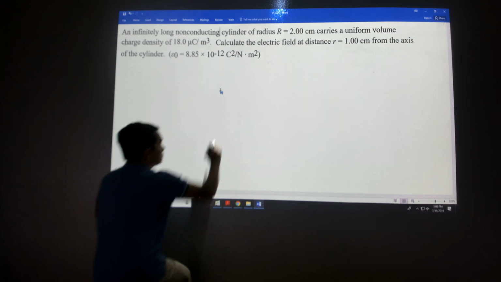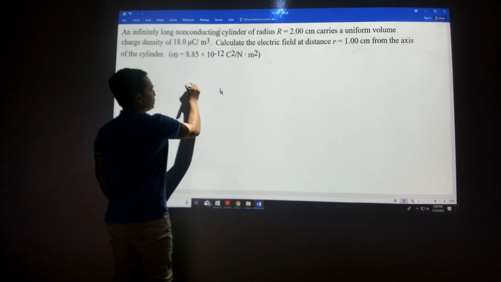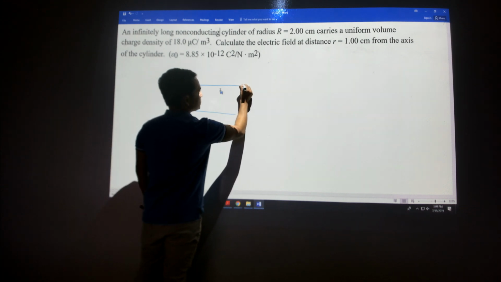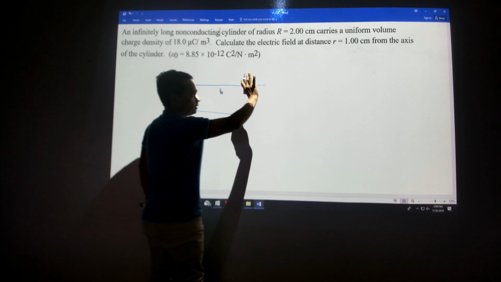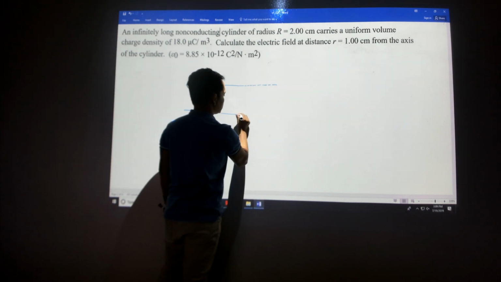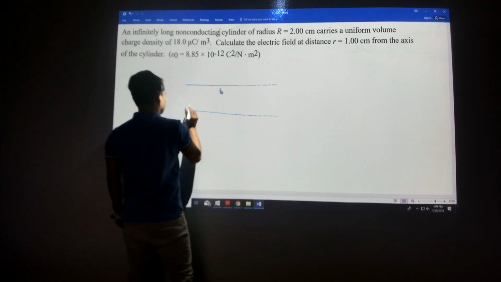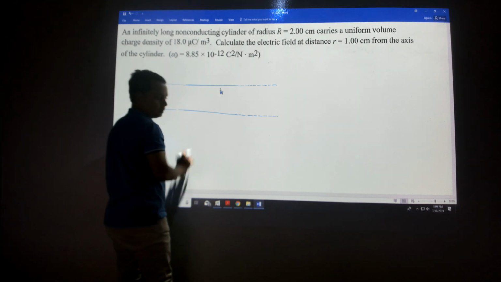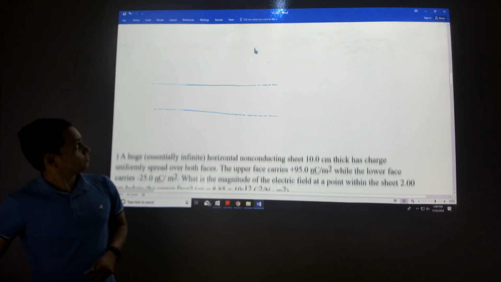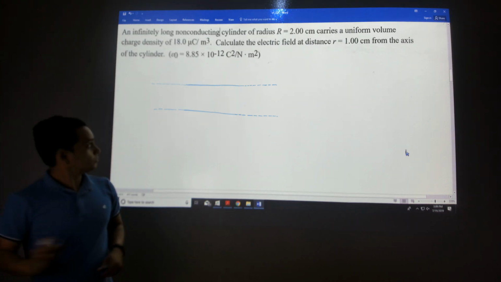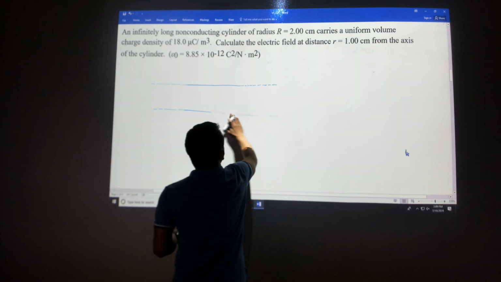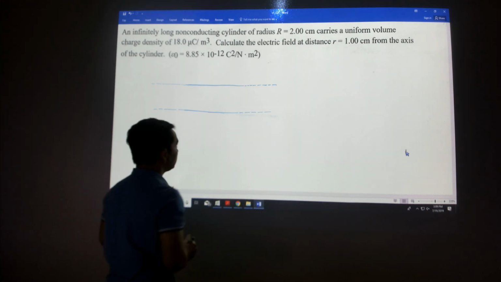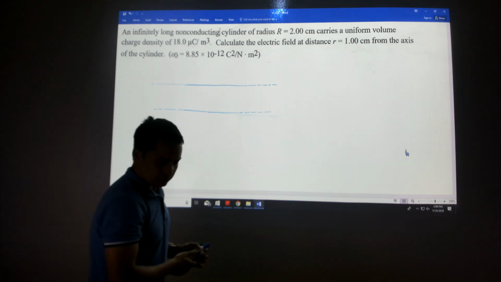So you have a cylinder. Let's say you have a very long cylinder, and I'm using a dotted line here just to represent it is infinitely long. It's a very long cylinder. Let me draw a little better. Okay, so you have a long, infinitely long cylinder.